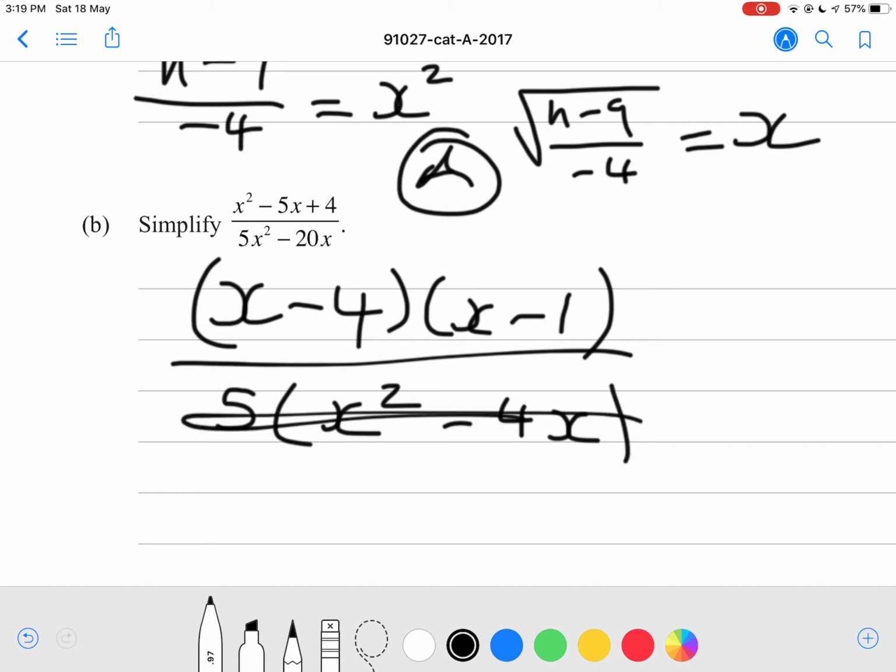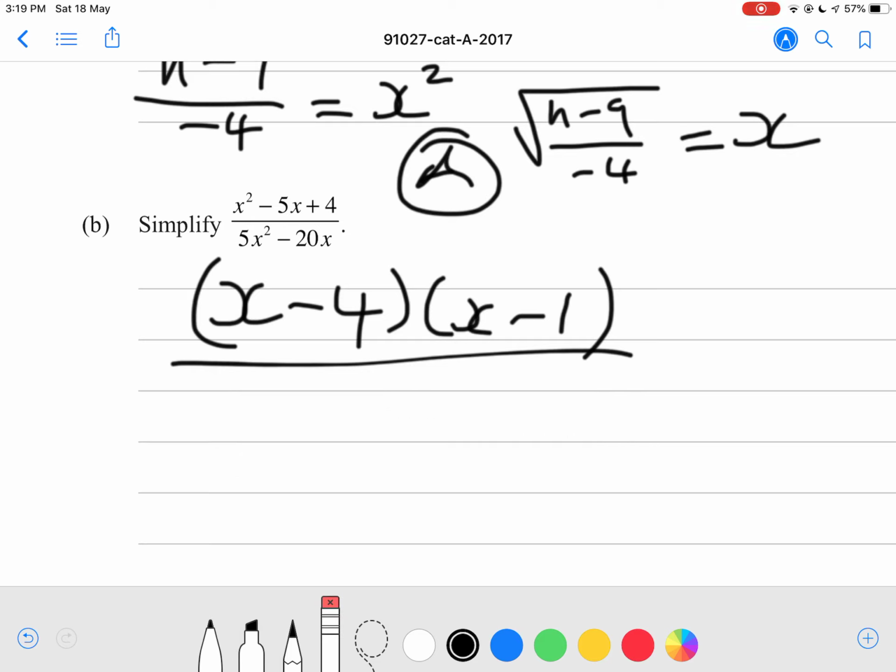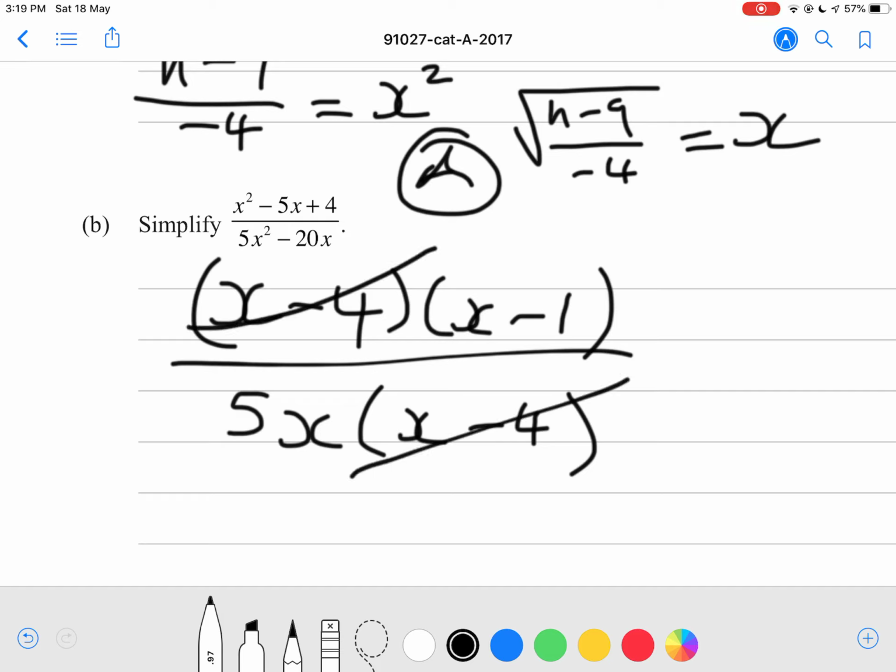Oh okay, so you can actually take 5x out, because x is also a common factor. So you can say 5x multiplied by x minus 4, because 5x is a common factor. That's why I can take the 5x out. So you see x minus 4 on the top and x minus 4 at the bottom, so these two cancel out. So this just equals x minus 1 divided by 5x.